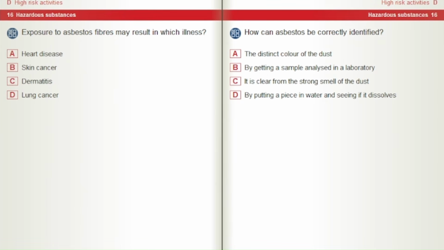How can asbestos be correctly identified? The distinct colour of the dust. By getting a sample analysed in a laboratory. It is clear from the strong smell of the dust. By putting a piece in water and seeing if it dissolves.